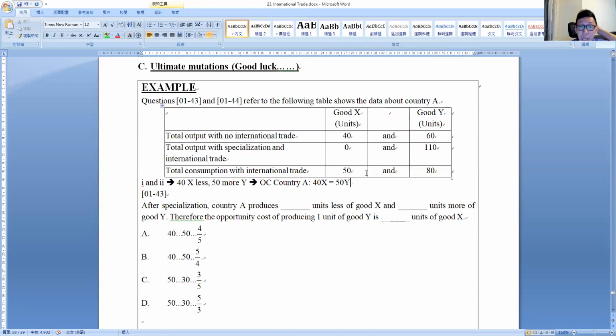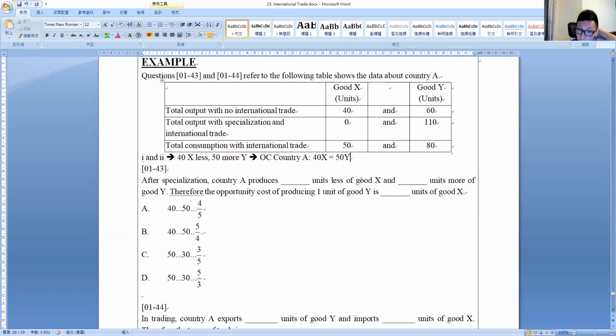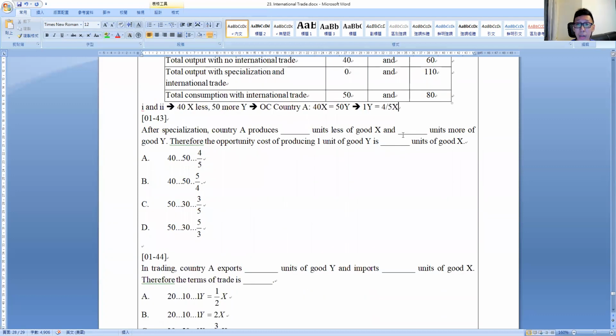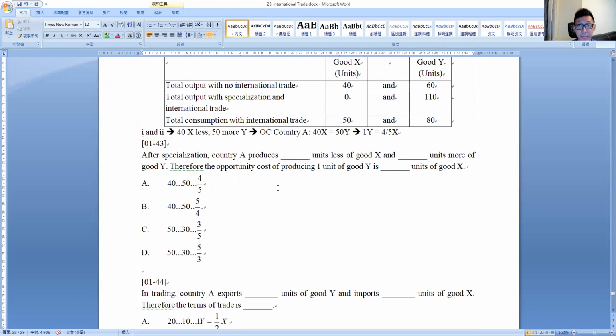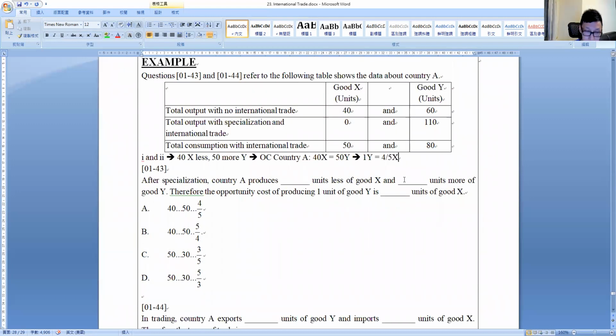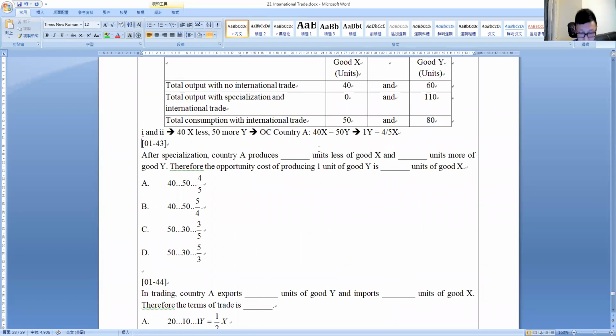So this is how to look at it. It means 1y equals, because now 1y is how much? 1y equals 4 divided by 5x. Okay? So the answer should be A. The answer should be A here. Now this is how we do this question. Now, what about the next question?